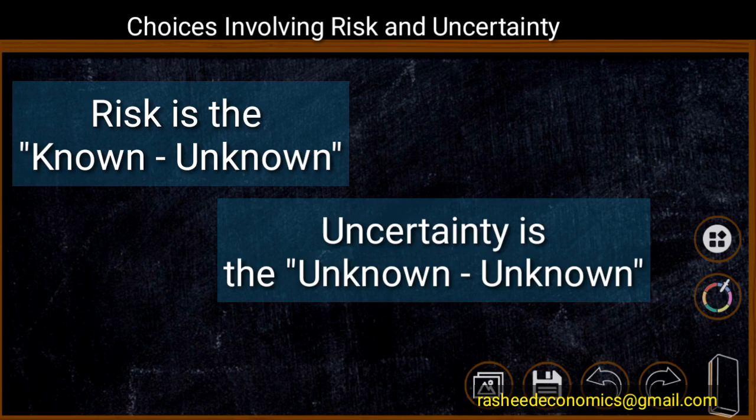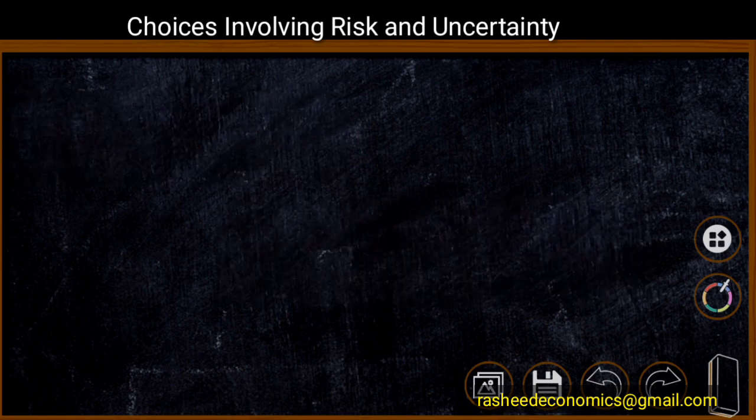That is, in case of risk, we know the possibilities, but in case of uncertainty, it is not possible to predict or measure the possibilities. In this chapter, we are dealing with risk because we are measuring the element of uncertainty, and therefore we are converting the uncertainty element into risk.